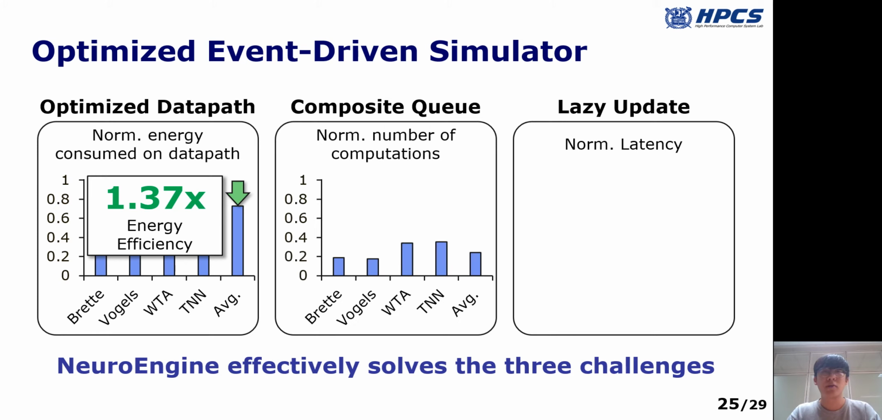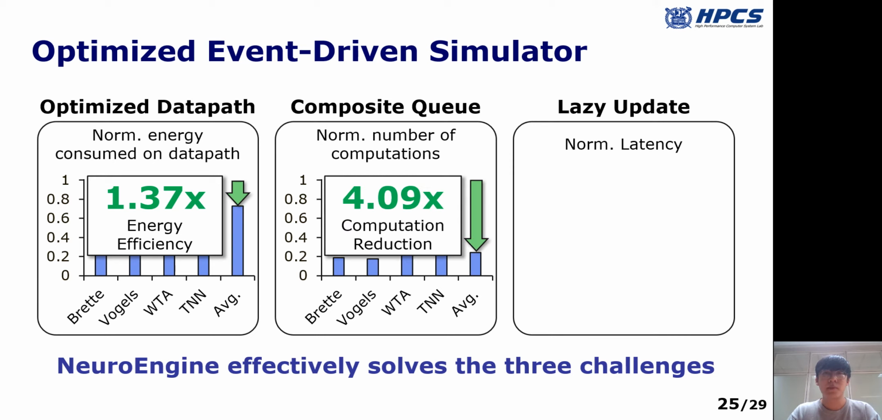Then, we evaluate how many computations NeuroEngine reduces by detecting and removing invalid events. The graph shows the number of computations normalized to the baseline event-driven method. Using the composite queue, NeuroEngine operates with 4.09 times fewer neuron computations.